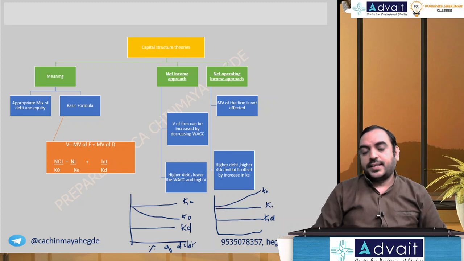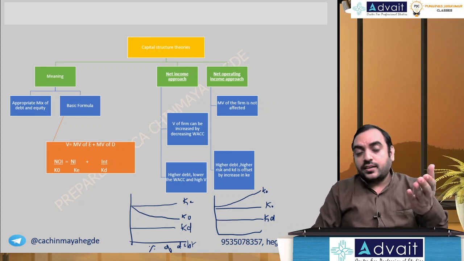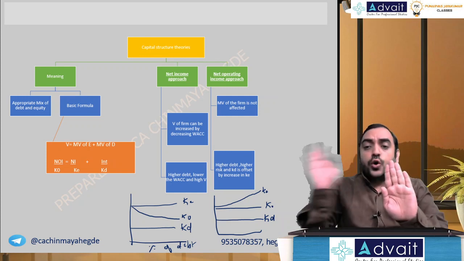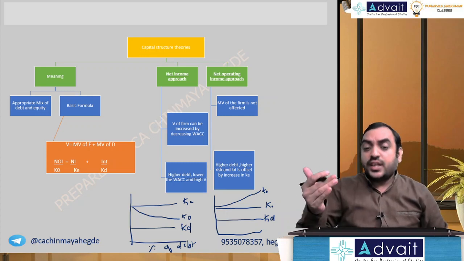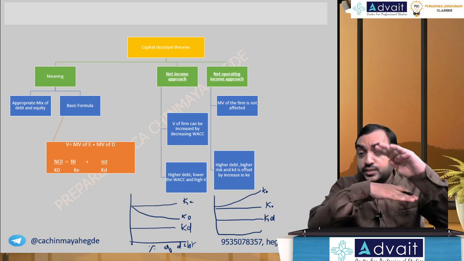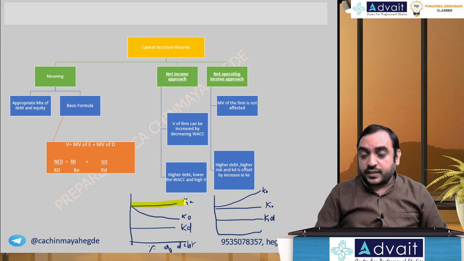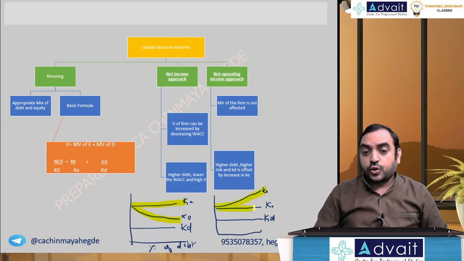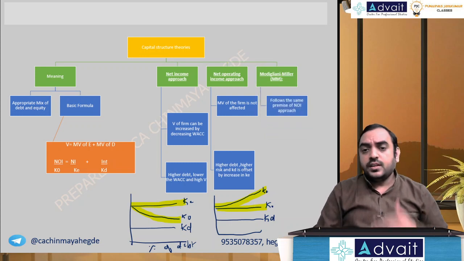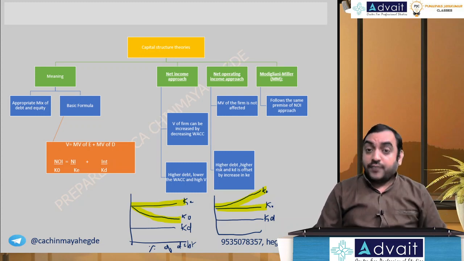So basically, net income approach says as you take more debt, cost of equity does not change, overall cost of capital reduces. Net operating income approach tells as you take more debt, cost of equity will increase, but overall cost of capital will remain the same. Then Modigliani-Miller approach, who follows a behavioral format, and he gives the formula with taxes also.